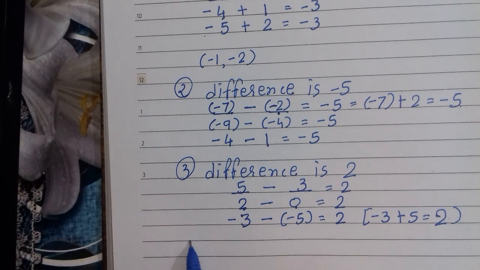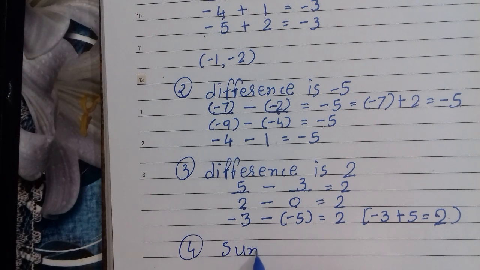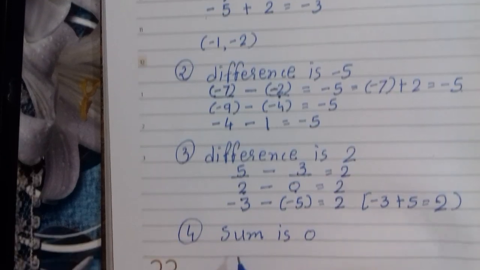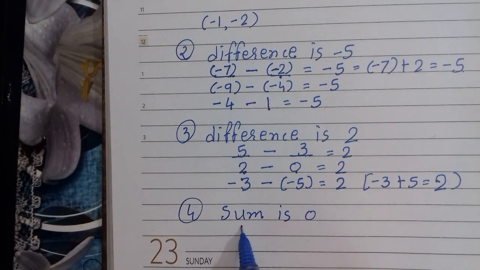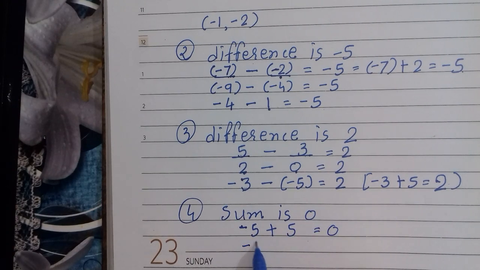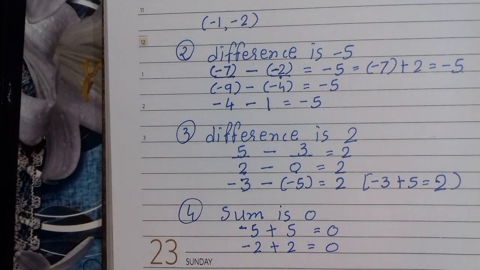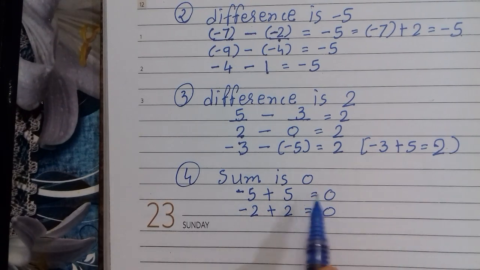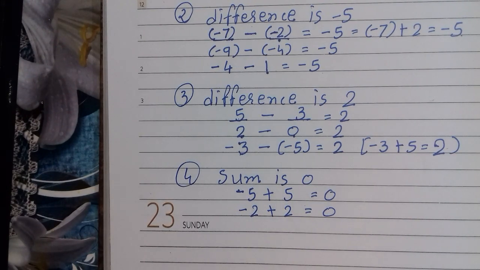Sum is 0. It is very easy. Minus 5 plus 5 is equal to 0. Minus 2 plus 2 is equal to 0. So these are your pairs: minus 5, 5, minus 2, 2. So try to do this type of examples in exercise 1.2.